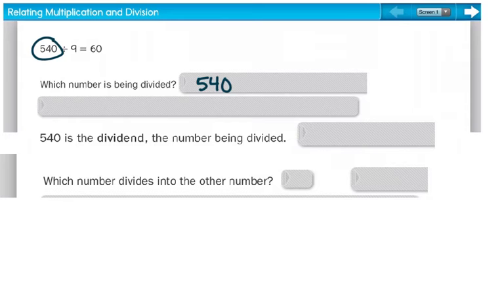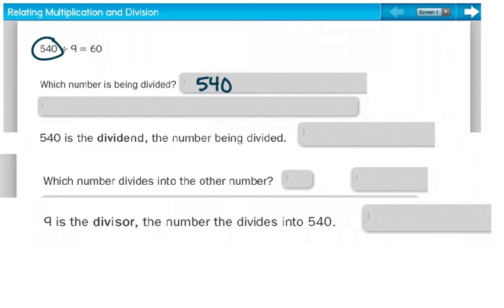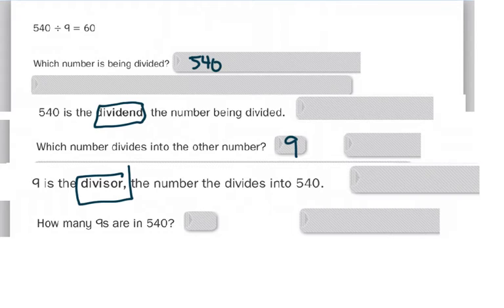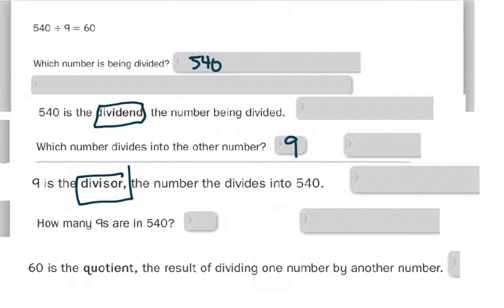Which number divides into the other number? Nine. 9 is what we call the divisor, the number that divides into 540. How many 9s are in 540? Well, we said that there are 60 bags, so 60 is the quotient, the result of dividing one number by another number. So you'll hear those 3 words: dividend, divisor, and quotient.